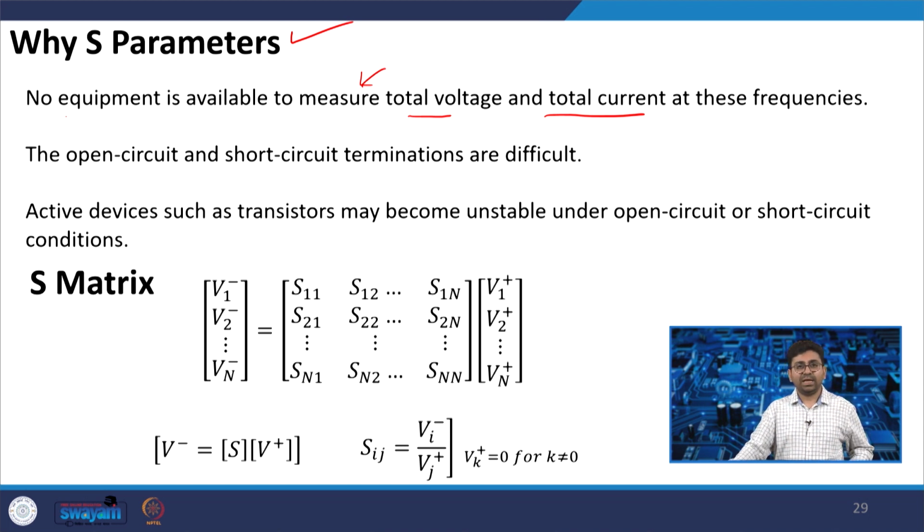Instead of that, you need to find the parameter which does not require open circuit and short circuit. The third important point is active devices such as a transistor, because we are going to use active devices to make an amplifier or any other components that we discussed when we covered the receiver architecture. There are many components, and for all of them you need to use active devices, and they can become unstable under open circuit or short circuit conditions. That instability might mean your device will not work well, or there may be burning in your chip. So, you cannot easily open and short circuit at high frequency.